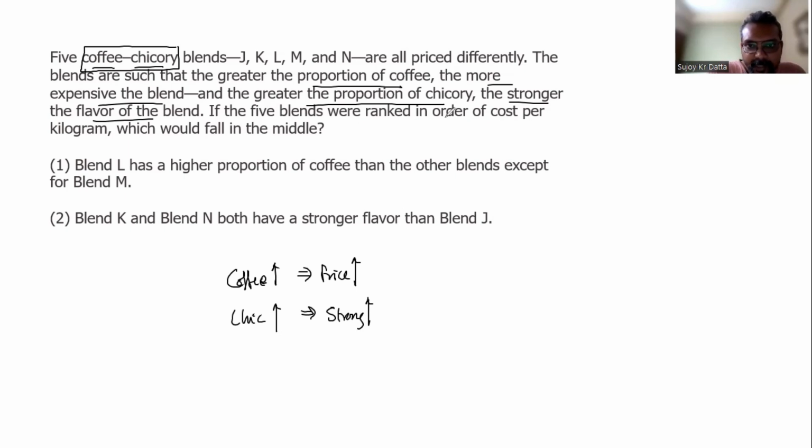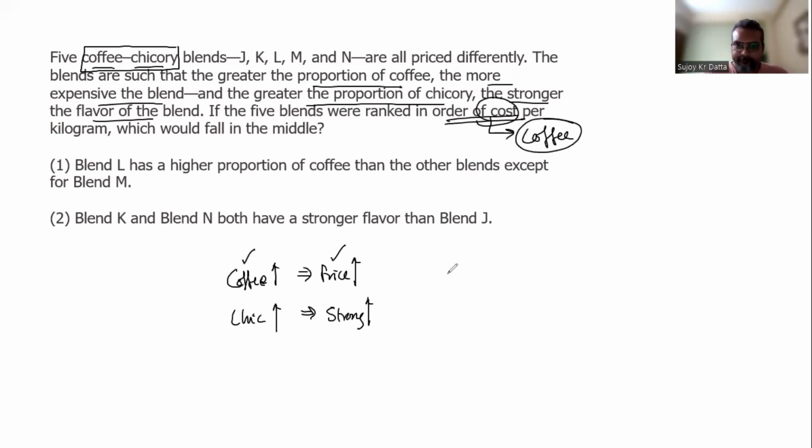If the 5 blends were ranked in order of cost, so if you are arranging in terms of cost, you are as good as arranging in terms of coffee content. That is now what is important. Cost basically means coffee content. So these things you have to analyze.